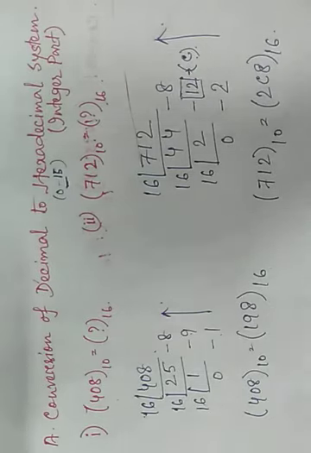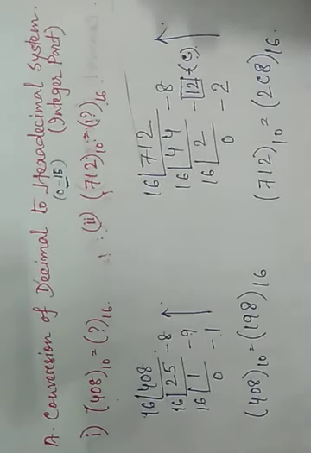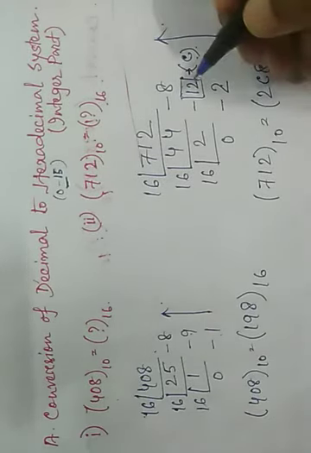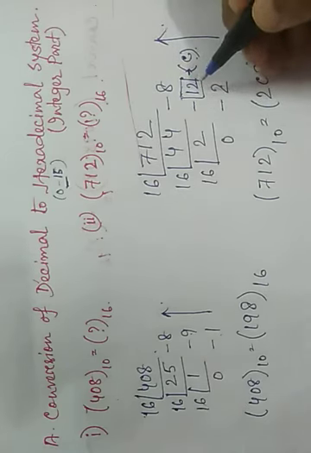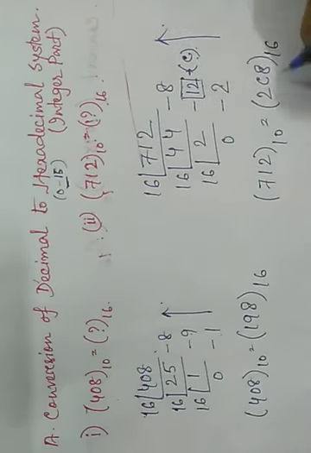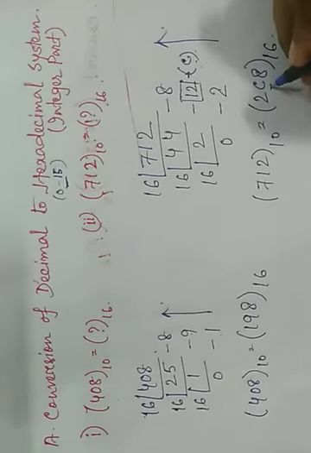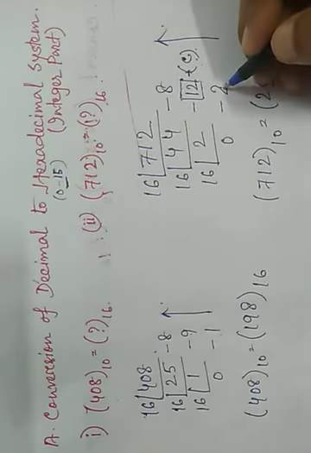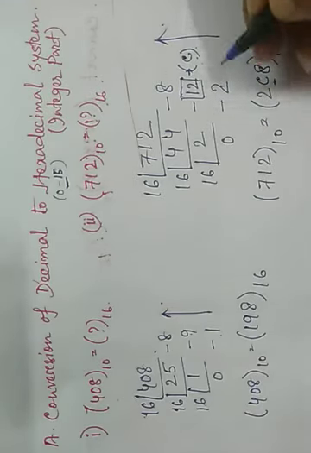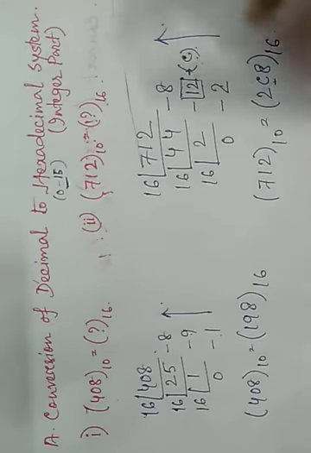So here we know that in the hexadecimal number system 12 is a single digit, and for that reason we should not write 12 here. Instead of 12 we have to write C, as in the hexadecimal number system 10 to 15 is denoted by A to F: A, B, C, D, E, F. Okay, always keep in mind.